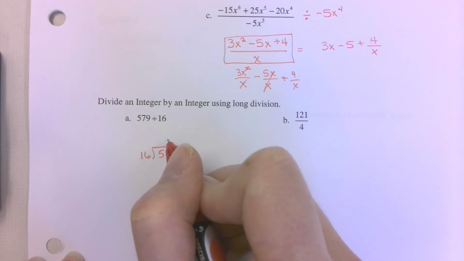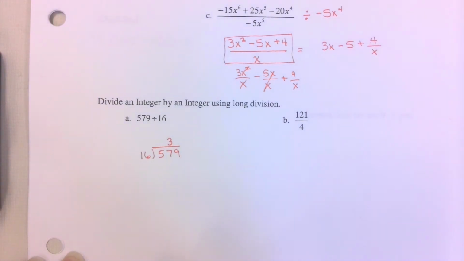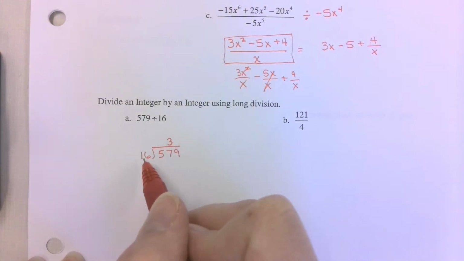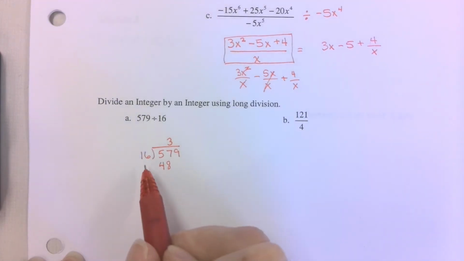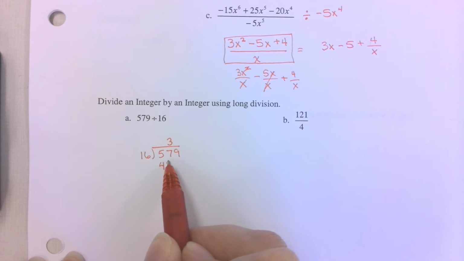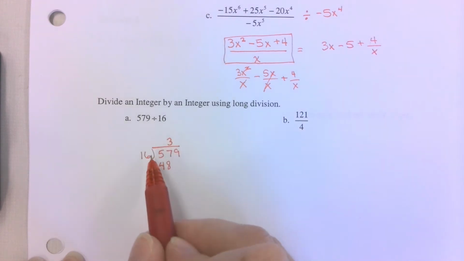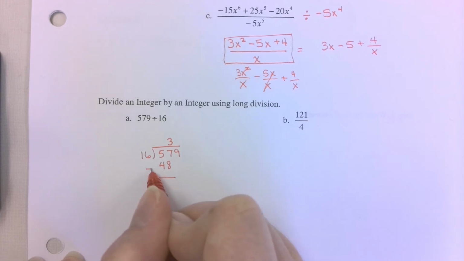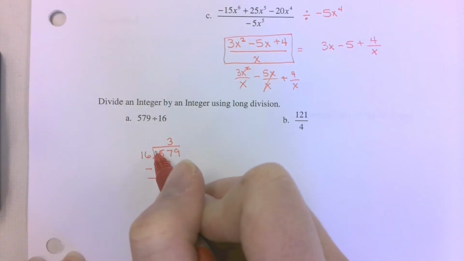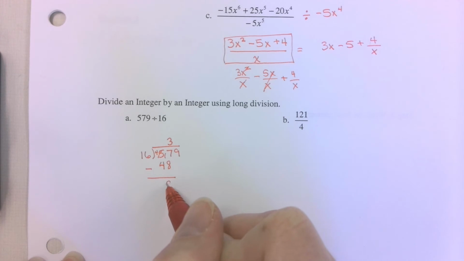It goes in evenly 3 times. And then I take that 3 times 16, and I get 48. So how many times does 16 go into 57 evenly? 3 times. Take my 3 times 16, I get 48. And at this point, since I'm dividing, I subtract. And so I'm going to do a little borrowing, and I get a remainder of 9.